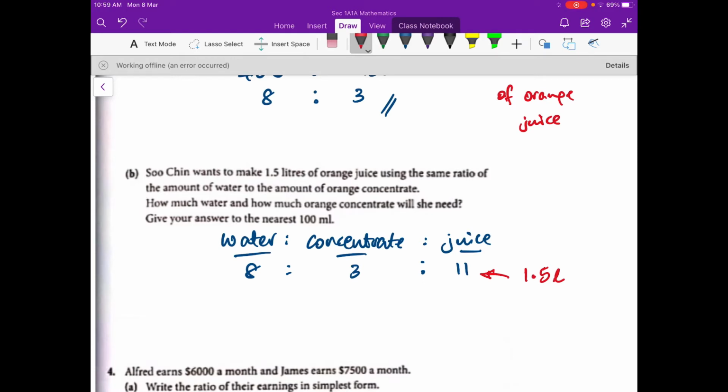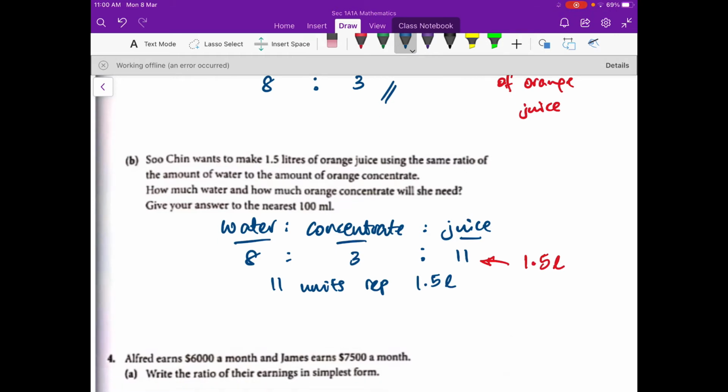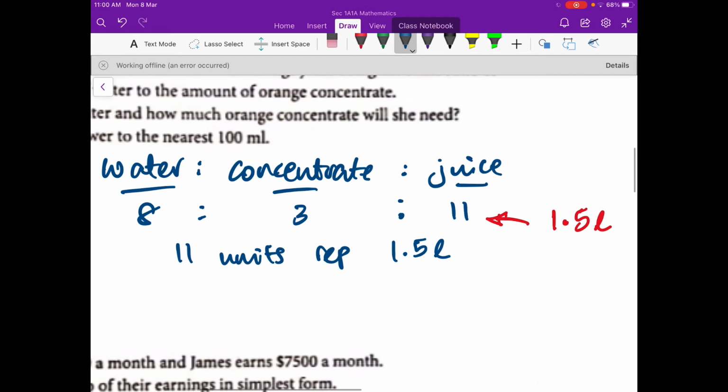Then the question is, how much will the 8 parts represent? How much will 8 units represent? The way I say it actually sets you up to use what I've been encouraging you to use. 11 units, let's be consistent, 11 units represent 1.5 liters. Okay, good. We change it to 1,500 milliliters, since everything else is in milliliters.